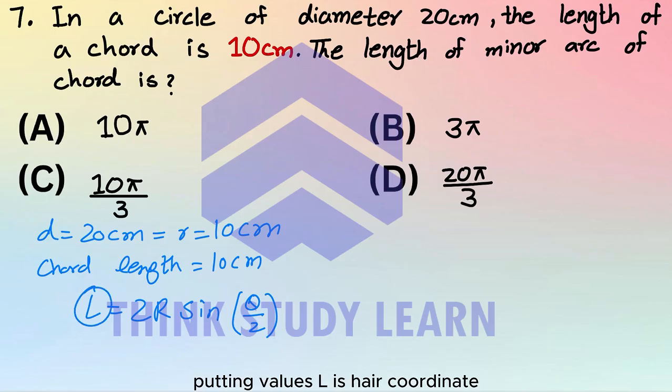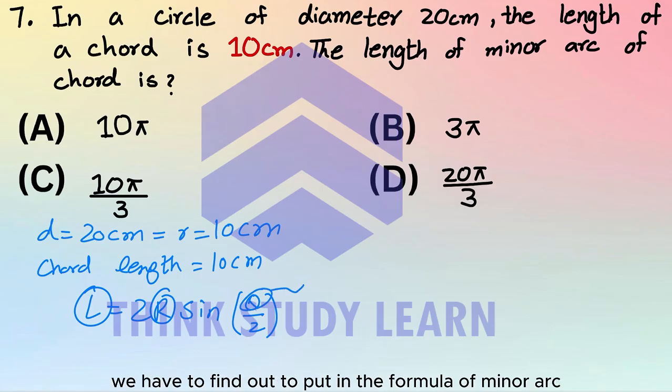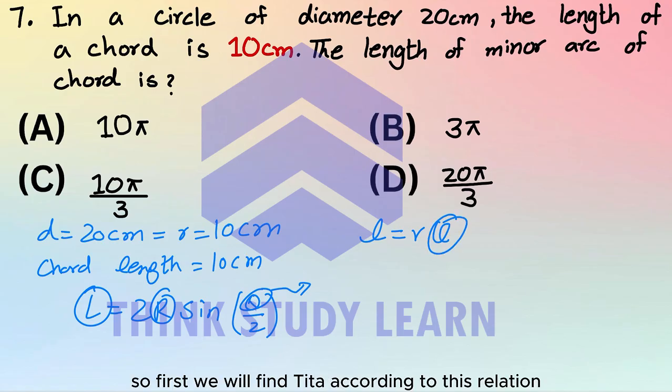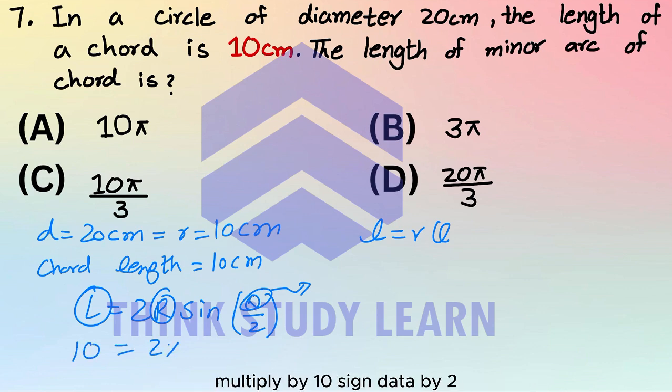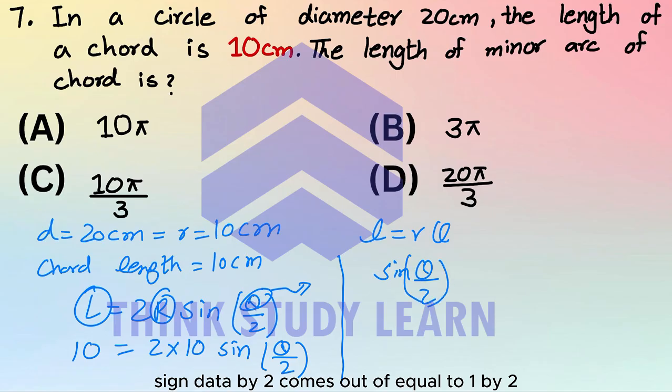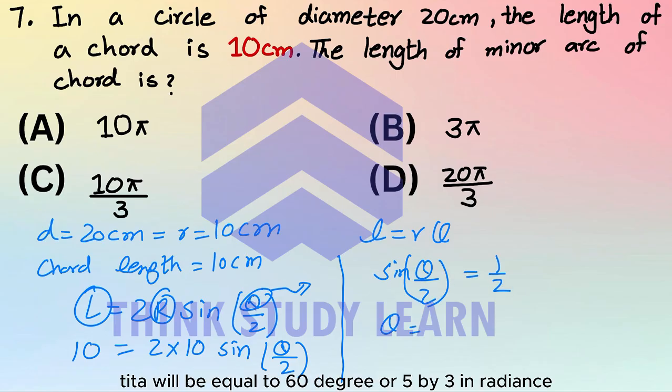L is here chord length, r is equal to radius, and theta we have to find out to put in the formula of minor arc. Length of minor arc is L is equal to r theta. So here theta is missing, so first we will find theta according to this relation, putting values. 10 is equal to 2 multiplied by 10 sine theta by 2. So when we solve this, sine theta by 2 comes out to be equal to 1 by 2. So theta will be equal to 60 degree or pi by 3 in radians.